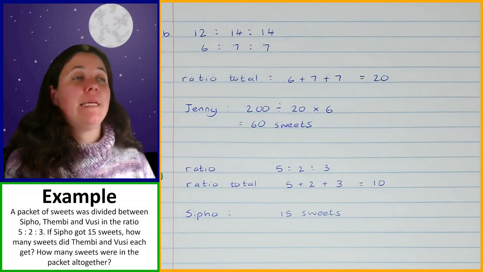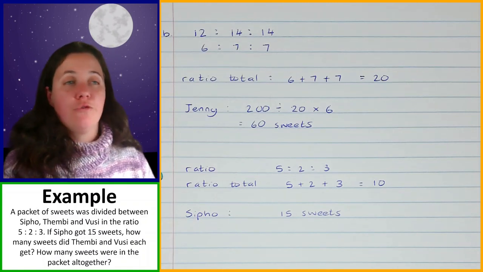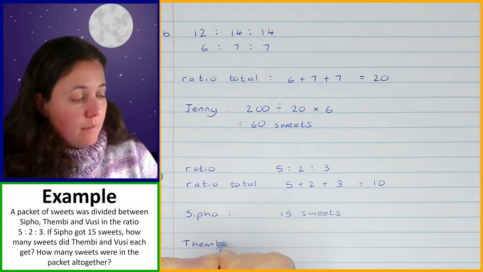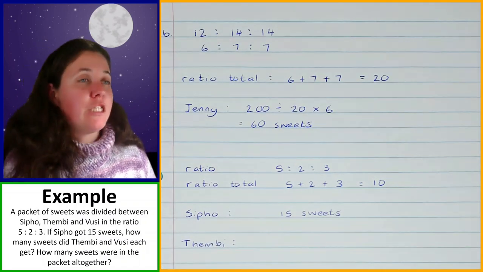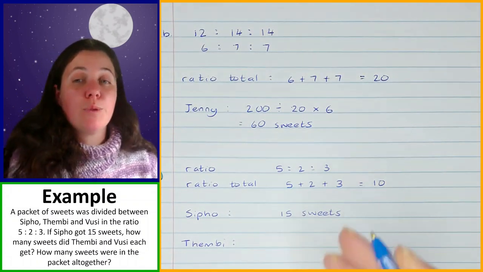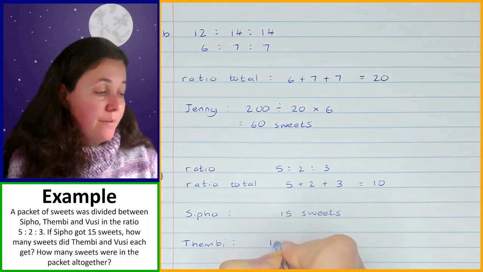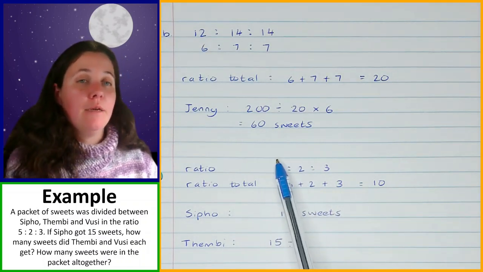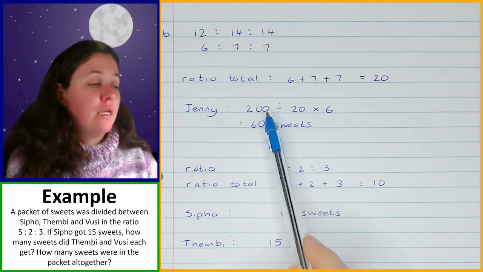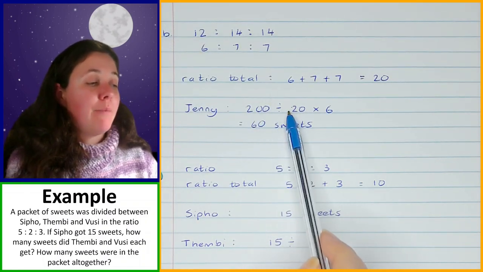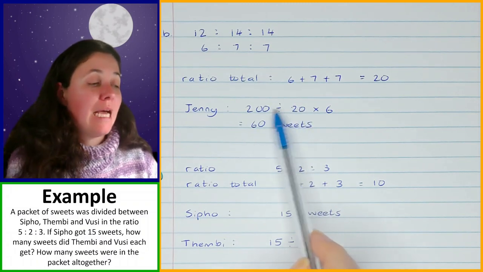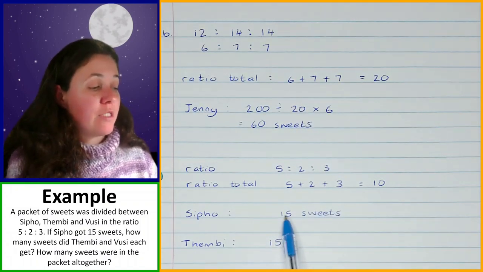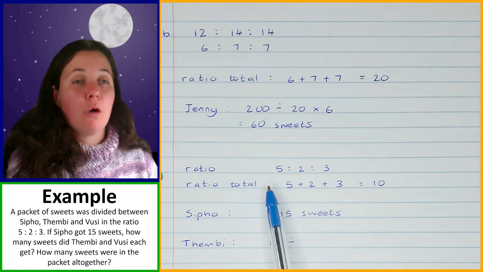Now I need to work out how many sweets Tembi has and how many sweets Vusi has. So for Tembi, I'm going to take Sipho's amount, the only amount of sweets that I actually know, which is 15, and I'm going to divide it. In the previous example, I was dividing the total amount of sweets by the ratio total. Now I don't have the total amount of sweets, so I'm not going to divide by the ratio total. What I have is Sipho's amount of sweets, so I'm going to divide by Sipho's part of the ratio.